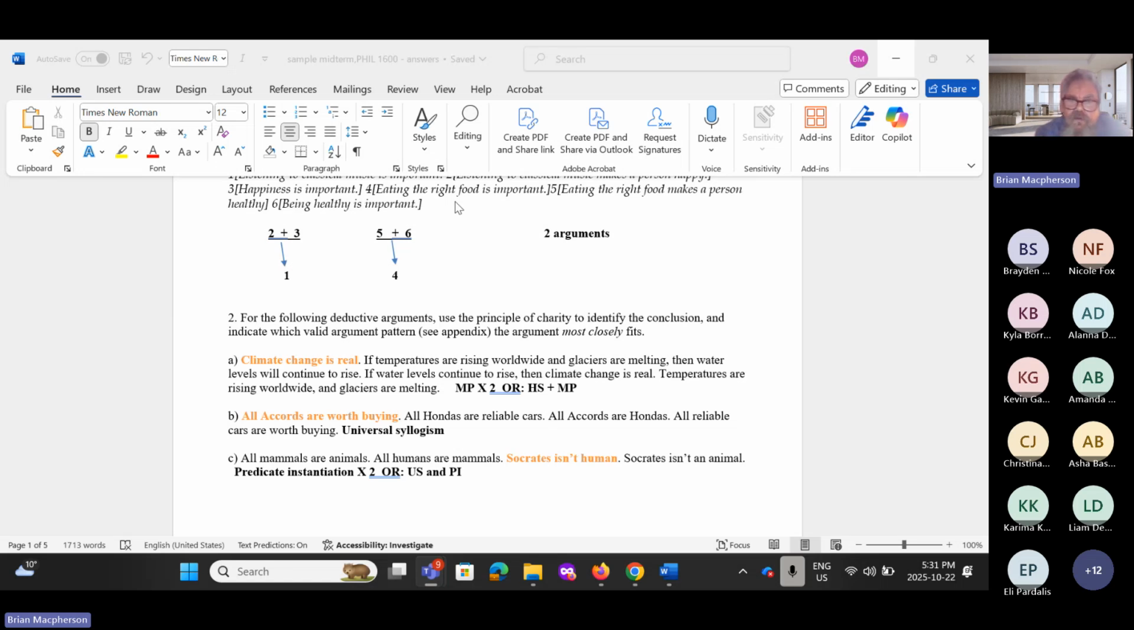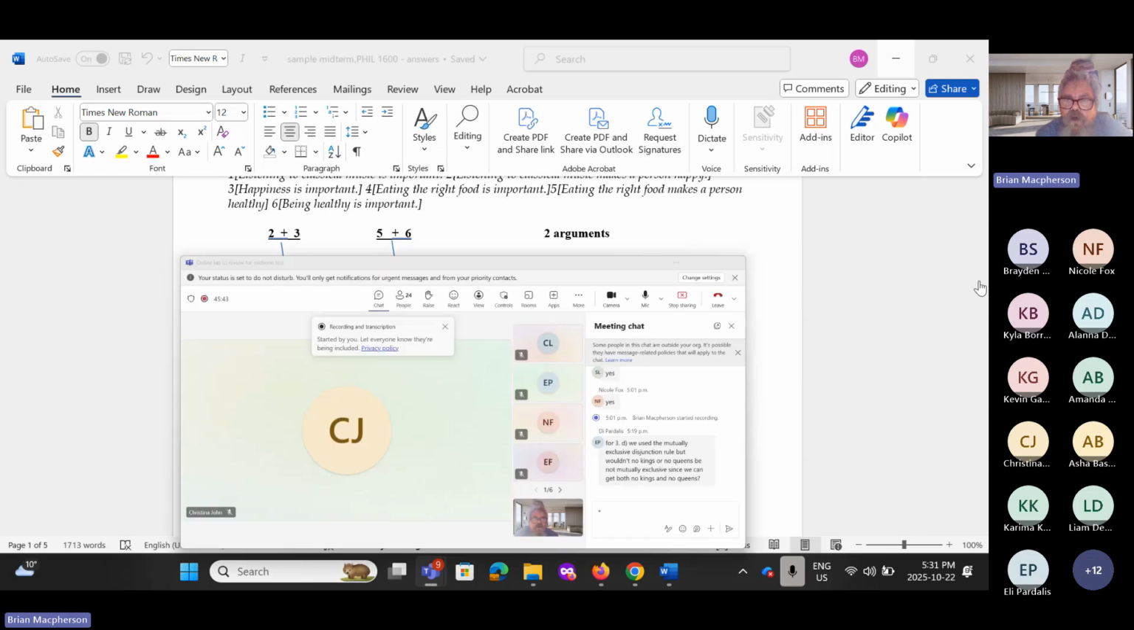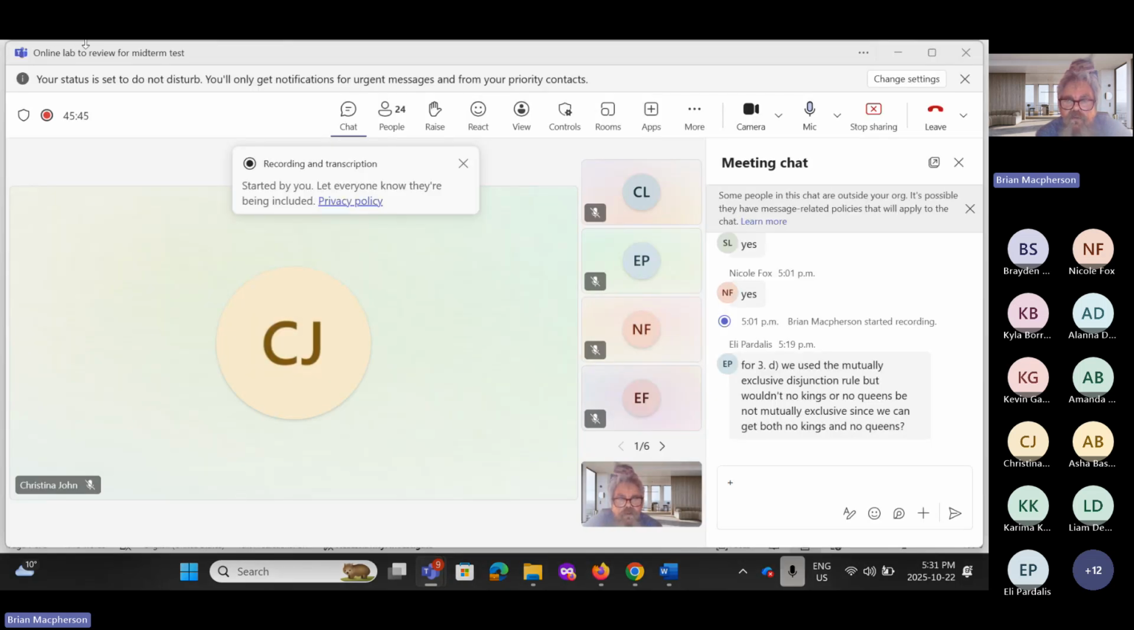So I would accept either predicate instantiation times 2, or if you want, you could say combined universal syllogism and predicate instantiation. Okay. And so that's how you use the principle of charity to identify conclusions in arguments that don't use indicators. So how is that? Is that good for everybody? So again, that's in the absence, by the way, of conclusion or premise indicators, right? Okay, so far so good then. All right, I don't see any questions.